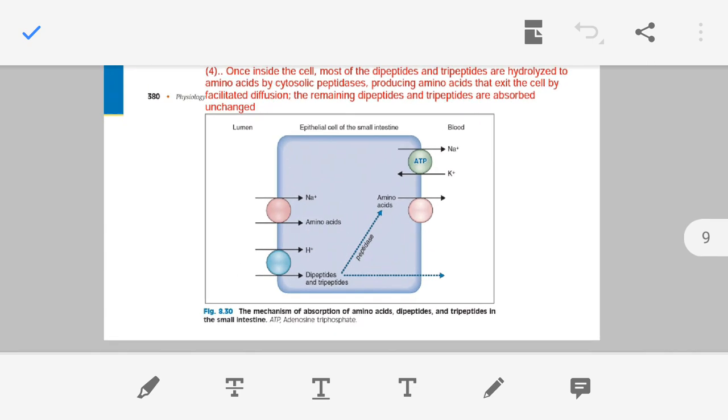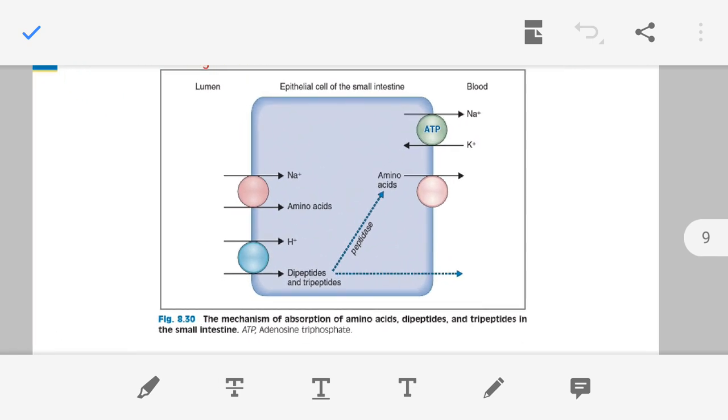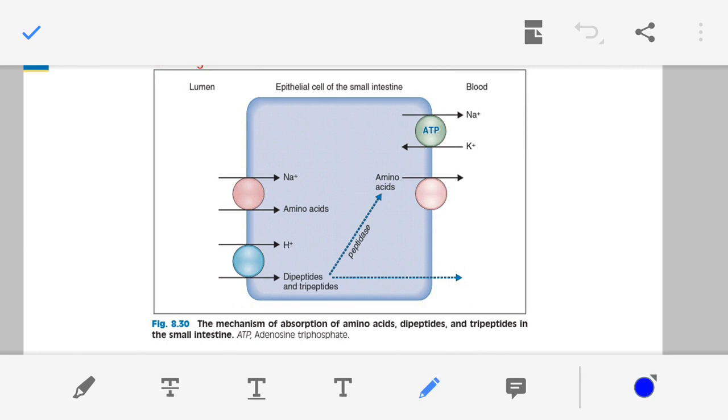See, in this figure, this one is the hydrogen oligopeptide co-transporter, that is PEPT1, and this one is transporting dipeptide and tripeptide into the cytoplasm. This dipeptide and tripeptide are leaving the cell and they can directly enter into the capillary.